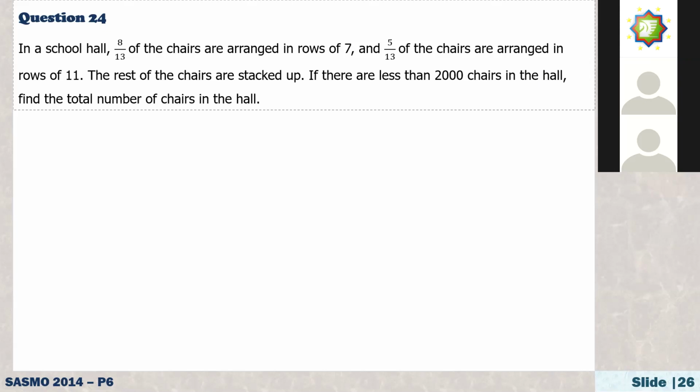Sunai reads the question: In a hall, 8/13 of the chairs are arranged in rows of 7, and 5/13 of the chairs are arranged in rows of 11. The rest of the chairs are stacked up. If there are less than 2,000 chairs in the hall, find the total number of chairs in the hall. Thank you, Sunai.